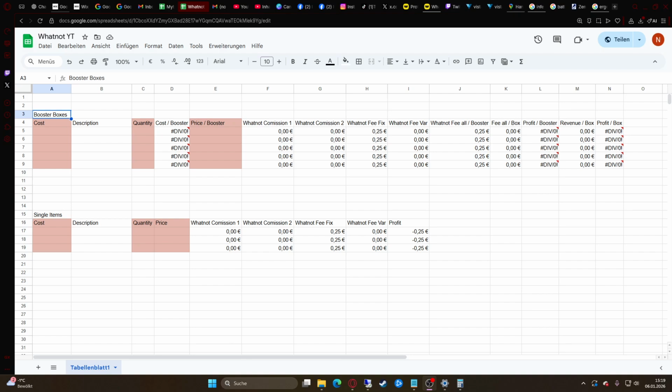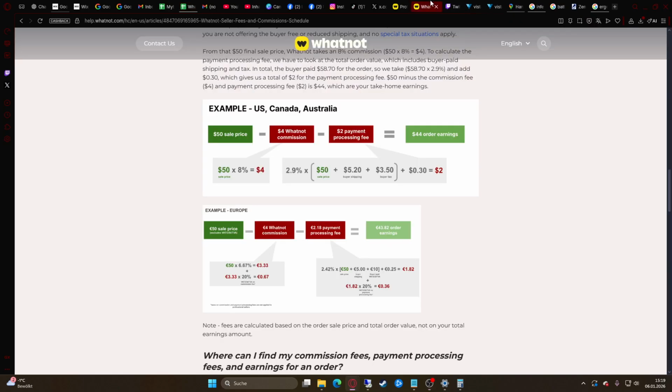I want to share my Whatnot spreadsheet, what I use to calculate the prices on my items which I sell on the platform. So before we start and get into the spreadsheet, I wanted to look at their website to see how the commission and payment processing fee is calculated.